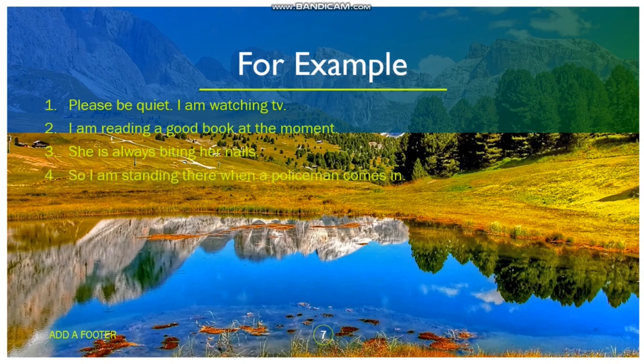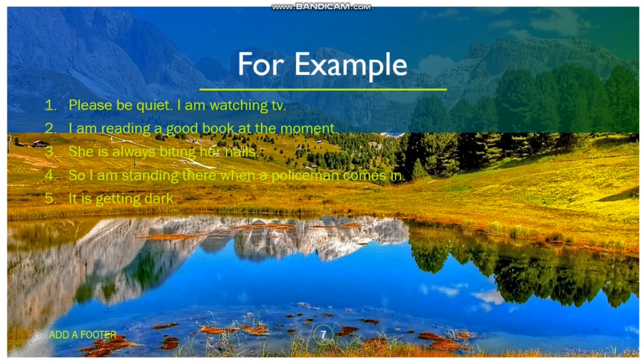Number 4: so I am standing there when a policeman comes in. That is about background events or storytelling in a present situation. We can use present continuous tense in this situation as well. Number 5, the use of present continuous tense is to describe a developing situation. The example is: it is getting dark. When the weather is cloudy, sometimes the sky is getting dark. So you can use present continuous tense in this situation.